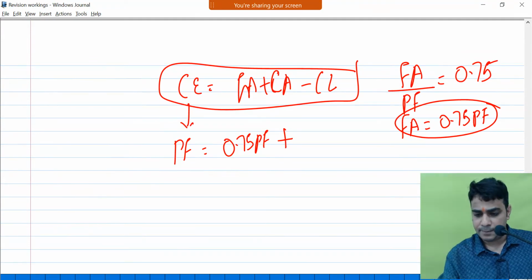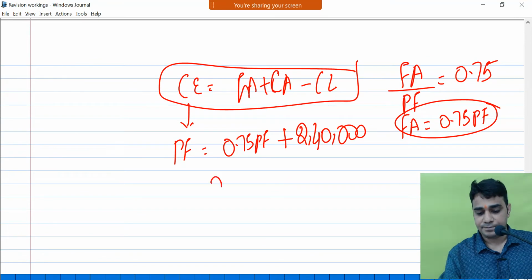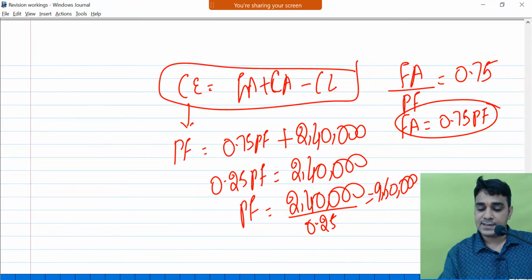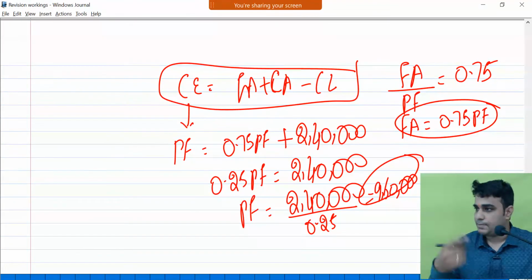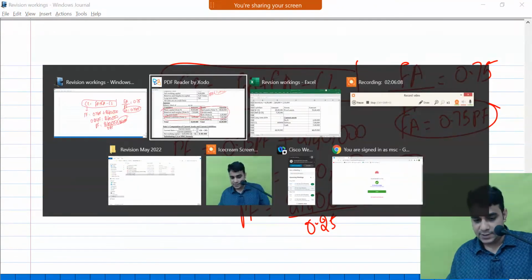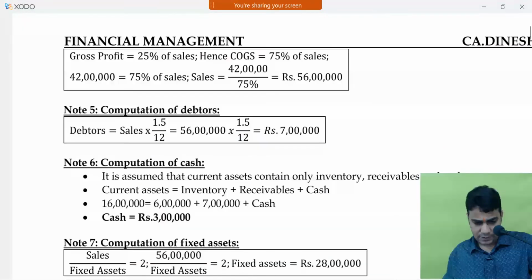What was the working capital number? 2,40,000. This will give me proprietor funds. 0.25 proprietor funds is equal to 2,40,000, so proprietor funds is equal to 9,60,000. This 9,60,000 has reserves and surplus, which is given in the question, and the balance is share capital.